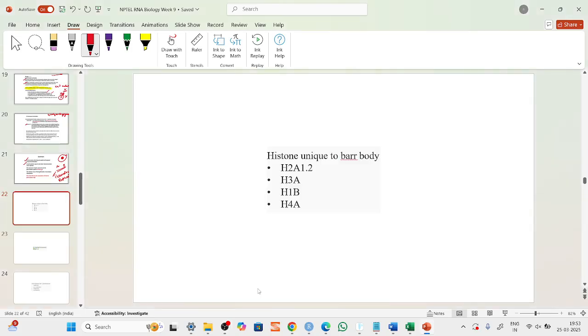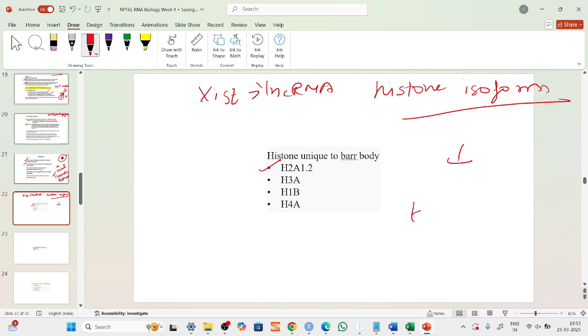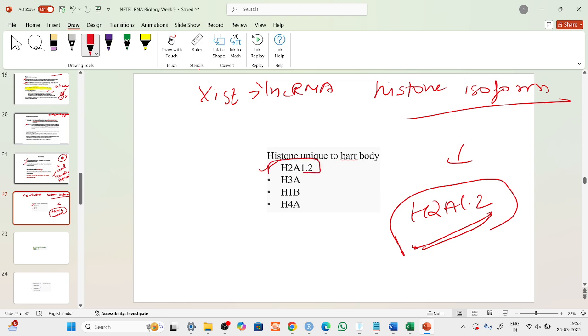The correct answer is H2A 1.2. We have already studied this. XIST is the long non-coding RNA, which goes and binds to the X chromosome where the XIST gene is present. And then it recruits histone isoforms. And that histone isoform is H2A 1.2. When this histone isoform H2A 1.2 is recruited, it mediates the chromosome to be in the inactivated state. So the correct answer is H2A 1.2. I hope this is clear.